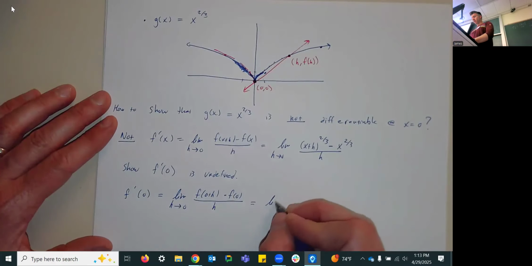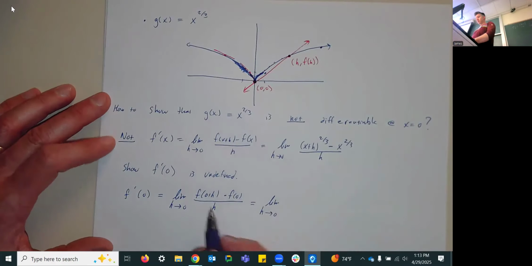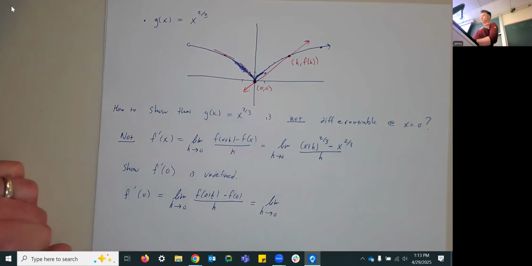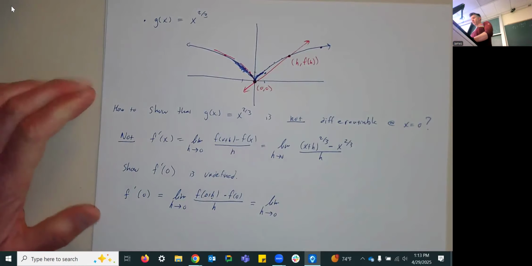That's going to be the limit as h approaches 0. Let's see. 0 plus h is h. And my function, oh, sorry, I wrote f instead of g. Sorry about that. Terrible, James.